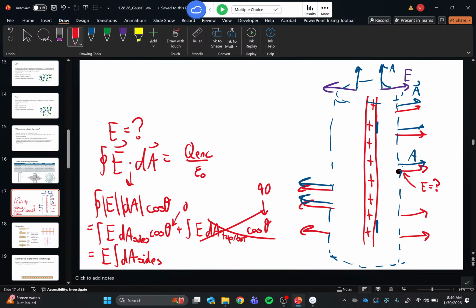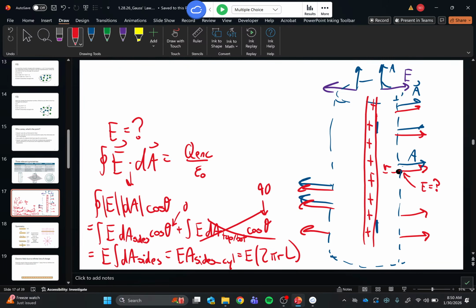And the side of a cylinder is really easy, it turns into the area of a cylinder. So you get E times the area of the sides of the cylinder. And the sides of a cylinder are really simple. It's E times 2 pi R L, where R is the distance from that to the point and L is the length of it. I know this is infinitely long. Don't worry about that for now. It cancels out later.